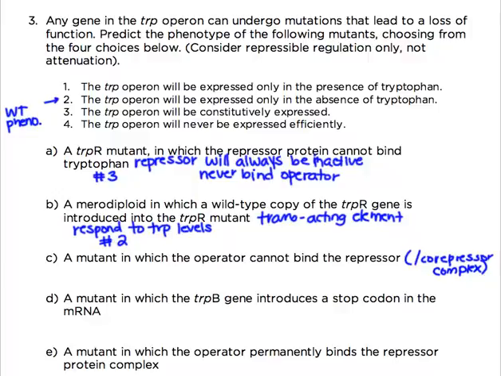So if it can never bind the complex, that means the transcription will never be blocked, and therefore the operon will always be on, which again is choice 3.